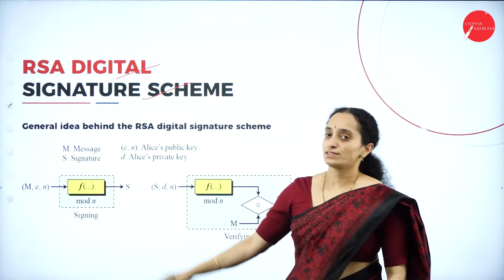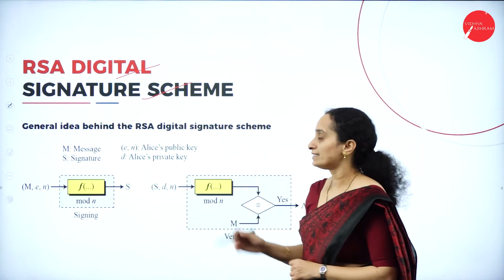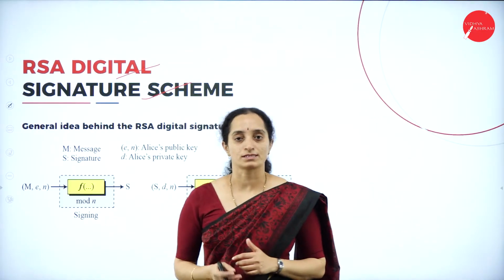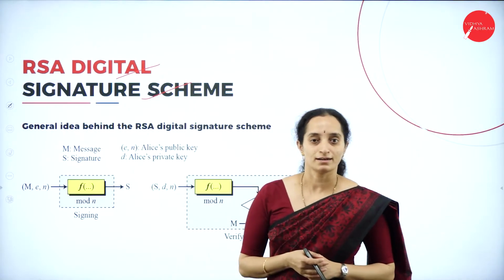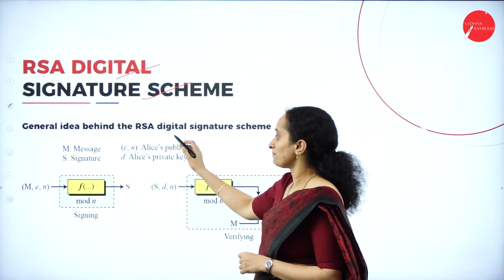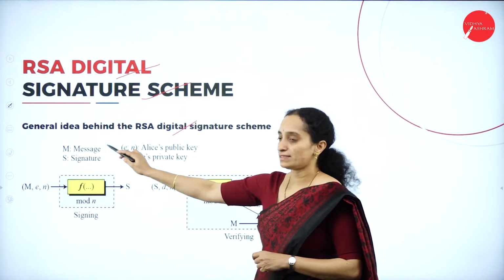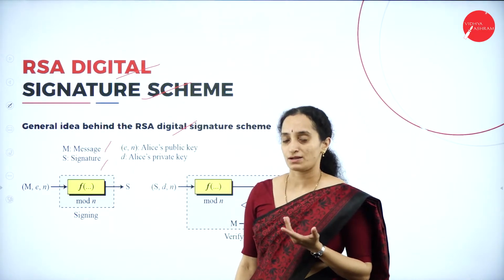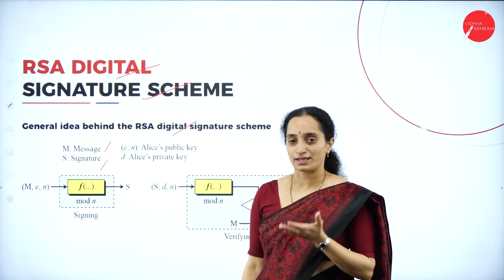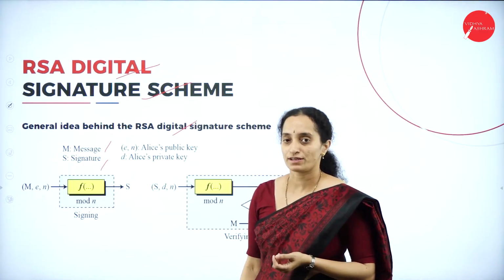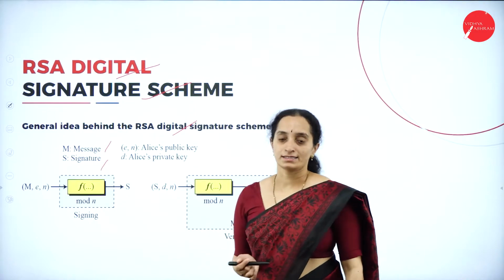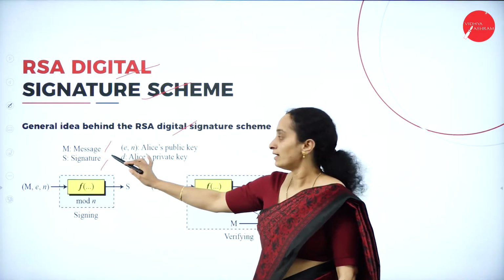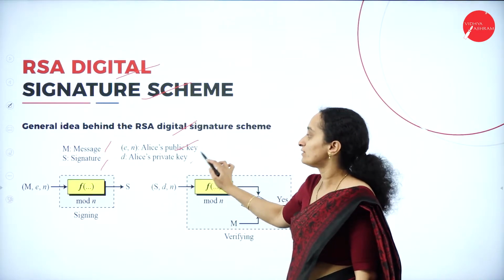The first one is the RSA digital signature scheme. It is the same as the RSA crypto system that we studied in the third unit. The concept here is that it uses the message and the signature, whereas in the RSA crypto system there was no signature; there was no need of any signature. But the RSA digital signature scheme needs a signature along with the message, with two keys.